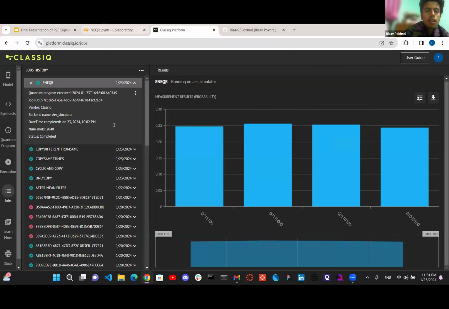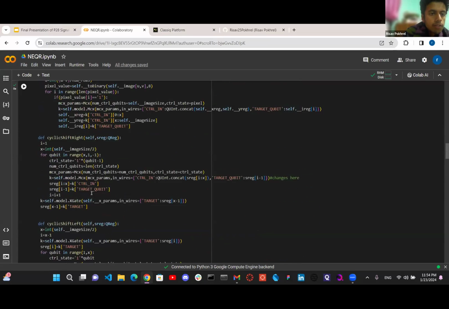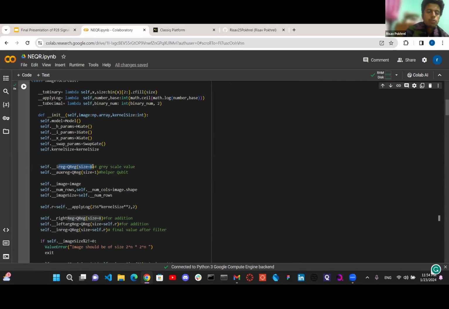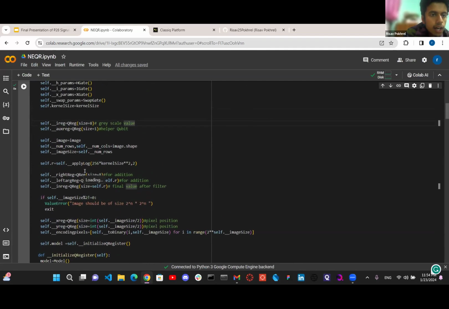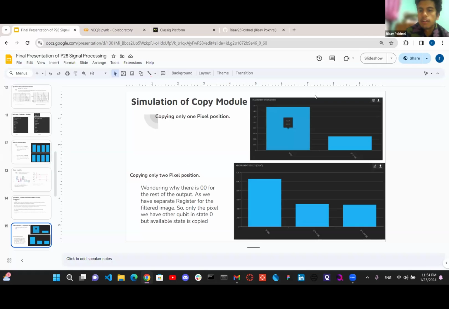Okay, control copy. This is the original qubit image, the qubit where we store the original pixel. And for this INREG, we use it for storing the filtered image pixel value. We are copying only the two states here.